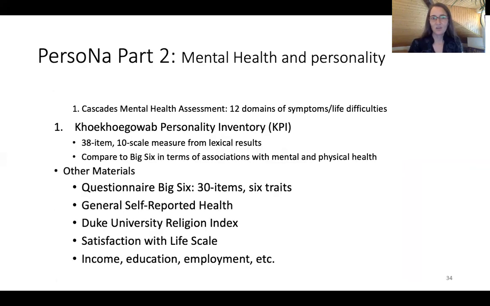So before I close, I just want to make a brief mention of the study that followed in 2019. The focus was on psychological disorder symptoms, but we also included a survey created from this lexical study. So 38 key terms for 10 of the 11 traits. And then we compared that to a big 6 model in terms of how well the 2 personality inventories predicted physical and mental health, religiosity, well-being.